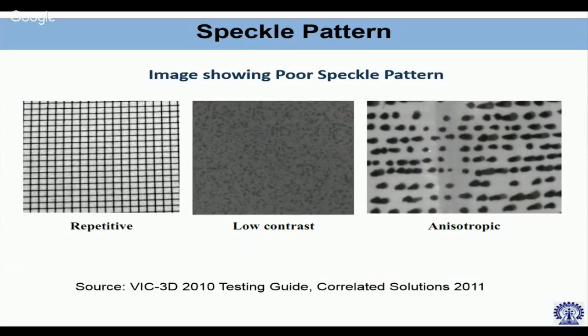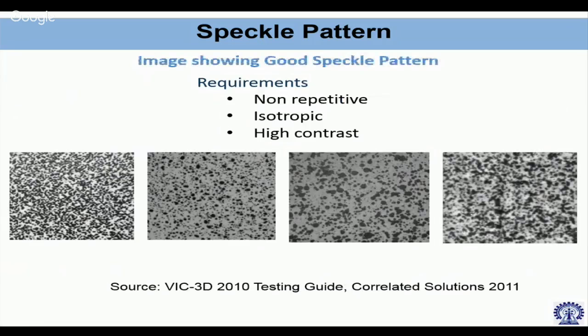But before we move on to the results, just to give you an idea of what is a bad speckle pattern and what is a good speckle pattern. A bad speckle pattern would be repetitive in nature. You need a randomized one; a bad one is low contrast, repetitive, and a bit anisotropic. That means there is always a pattern. We don't need a pattern, okay? We actually need a non-repetitive, isotropic, high contrast speckle pattern to give you the most suitable, or most acceptable, results.